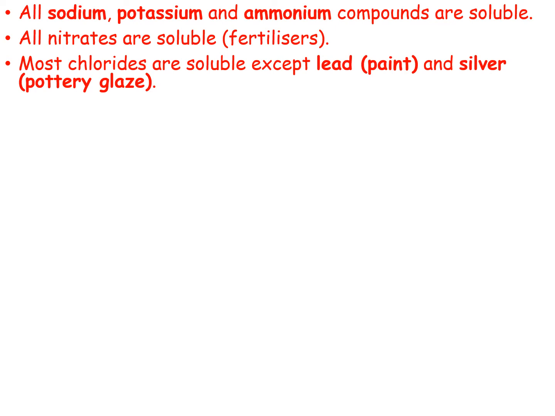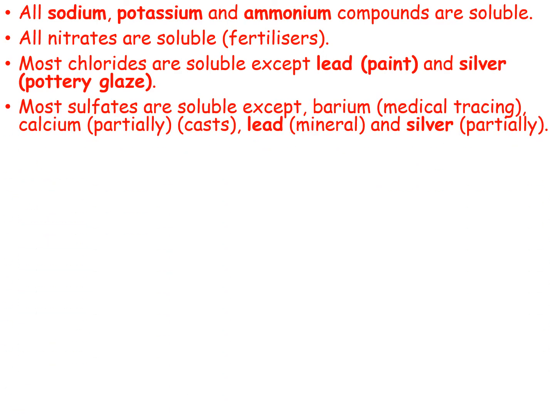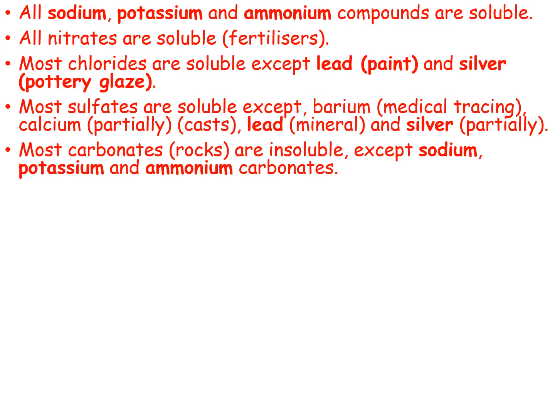So potassium and sodium are edible chloride salts, except for your silver and your lead, which are paint and pottery glaze. Your sulfates, again, they're soluble except for your lead and silver, of course, and then your barium and your calcium, where barium is used for medical tracing. Calcium is used for casts. Calcium is one of those which are partially soluble. Calcium hydroxide and calcium sulfate are partially soluble.